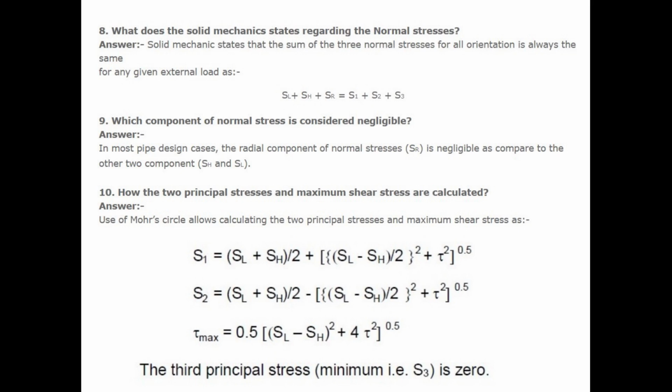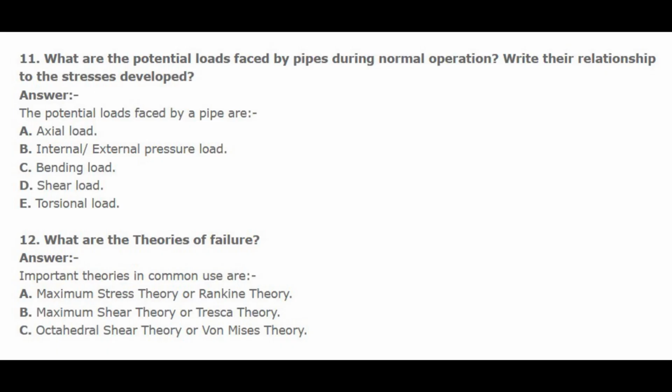Number 10. How are the two principal stresses and maximum shear stress calculated? Answer. Use of Mohr's circle allows calculating the two principal stresses and maximum shear stress as shown in this equation. Number 11. What are the potential loads faced by pipes during normal operation? Write their relationship to the stresses developed.